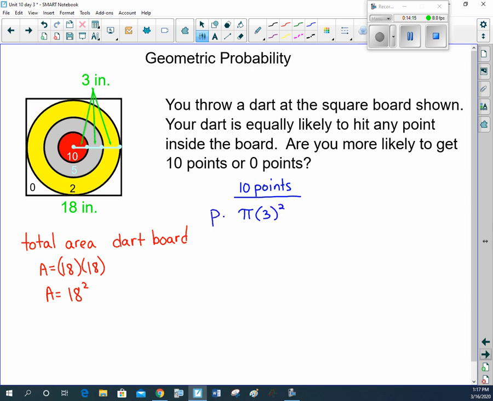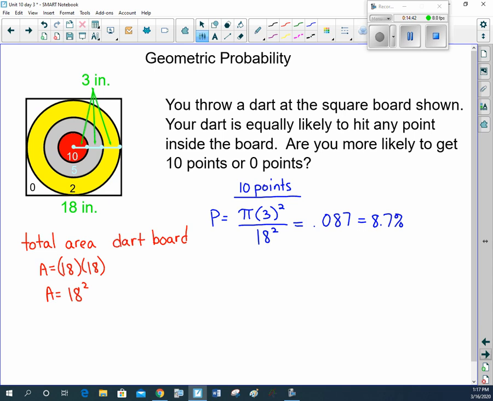And then what's our total outcome? It's 18 squared. So we just need to figure out what that is. What is pi times 3 squared divided by 18 squared? Well, if you type that in your calculator, you're going to get 0.087, which is about 8.7%.